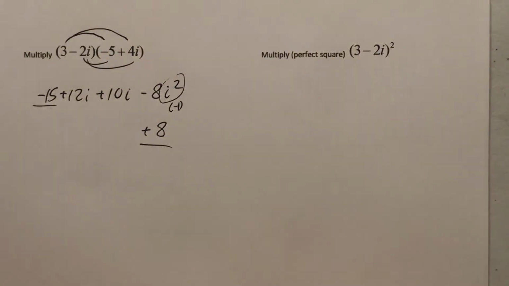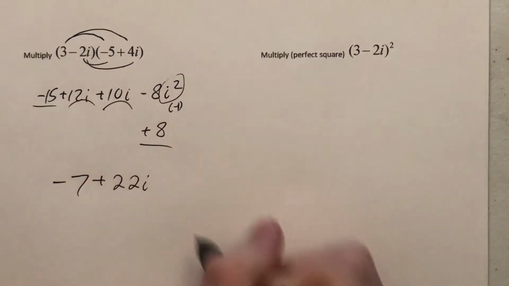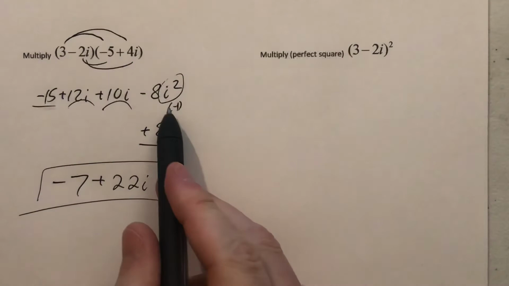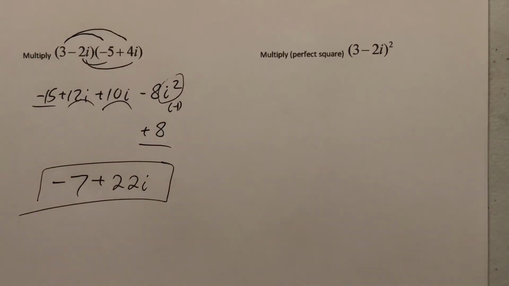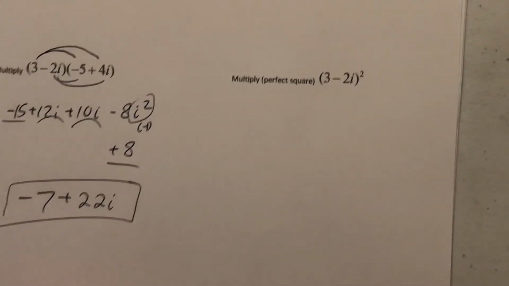So those are like terms there that we can combine and get -7, and then our i terms combine to 22i. So that's the one thing we have to watch out for with these complex numbers, is that i squared quantity and how that affects the combining of like terms.